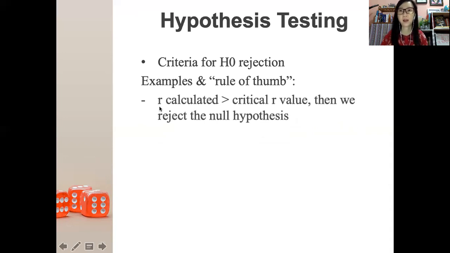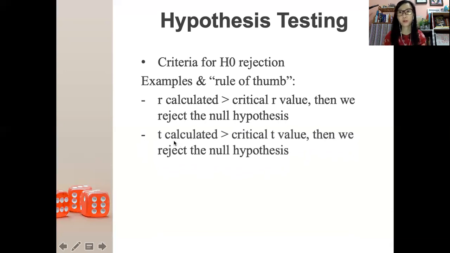This is for correlation. When you have a correlational study and you use the Pearson correlation parametric test, you are going to calculate the R here. The symbol is R for Pearson correlation. The R that we calculate from our data should be higher than the standard, the critical R value. We call it the critical R. Then we reject the nil hypothesis.